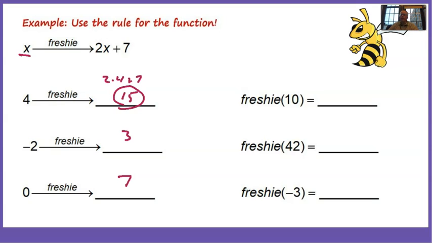So that's how we evaluate a function. We substitute the input into the rule for the function. So freshie of 10 means we're going to put 10 into the function freshie. 2 times 10 is 20, plus 7 is 27. If we put 42 into the function, 2 times 42 is 84, plus 7 is 91. And when our input is negative 3, substitute that for x in the rule. 2 times negative 3 is negative 6, plus 7 is 1.